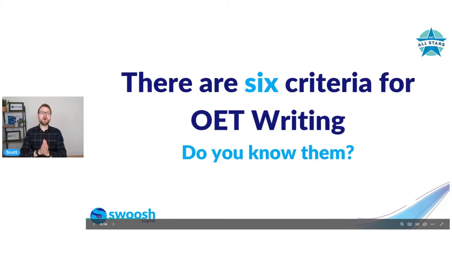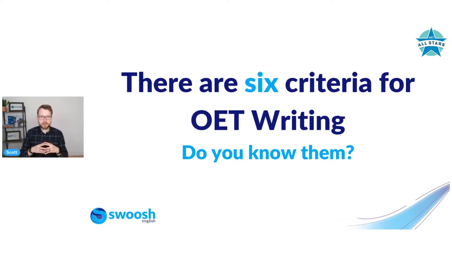Okay, let's now move on to the lesson, the main lesson today. Now, hopefully you know at this point, especially those taking the exam tomorrow, that there are six separate criteria for OET writing, aka you are assessed in six different areas to get your passing score. Question is, do you know what the criteria are? So let us know in the chat box, guys. You can throw in one criteria, two, or all six if you know them. But throw the answer into the chat box, please, and let us know what you know about OET writing.